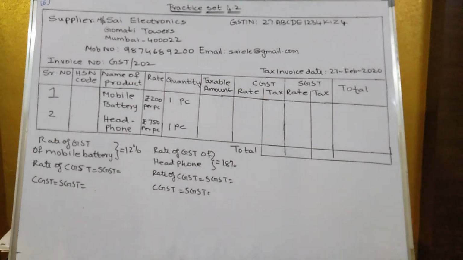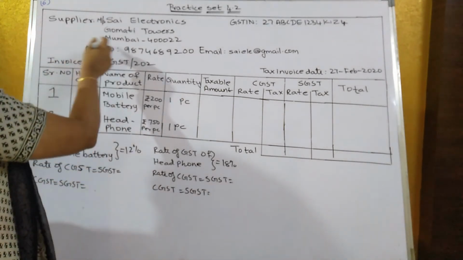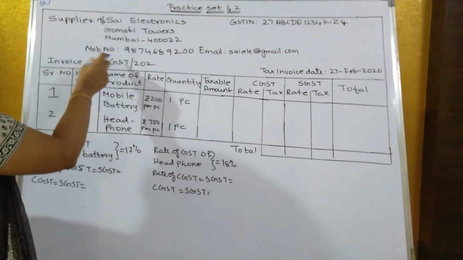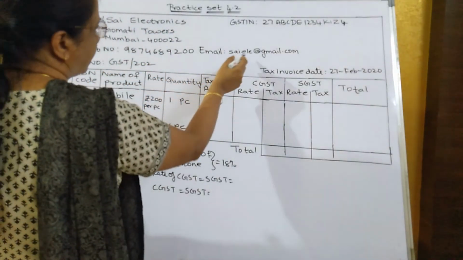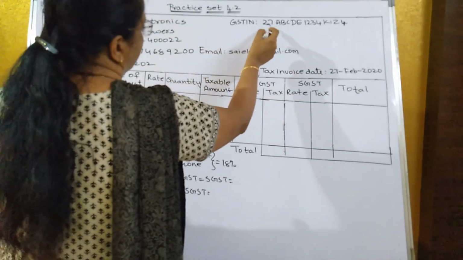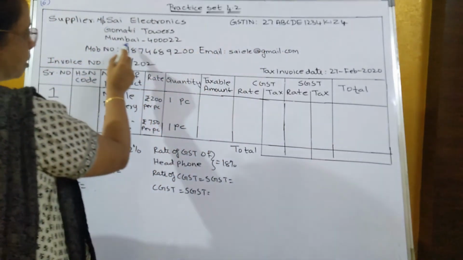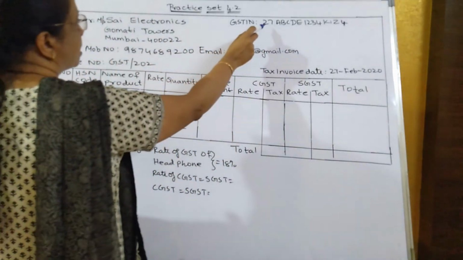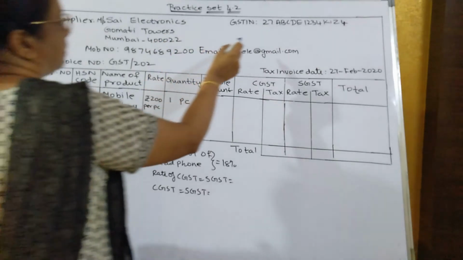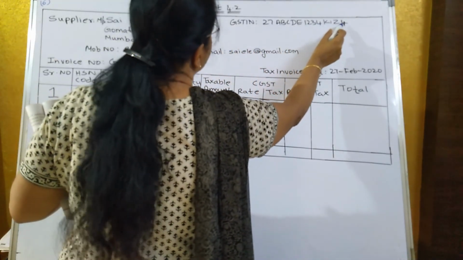Now sum number 6, they have given, you have to write the name of the supplier and address as per your wish. So you take any address which you want, mobile number also as per your wish, and email ID also same. Anything you can take. GSTIN, that is first two numbers I have taken 27 because I have taken Mumbai and the code of Maharashtra is 27. And then you have to use 5 alphabets and then 4 numbers and K1Z4.